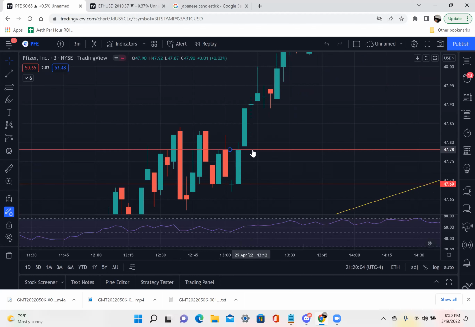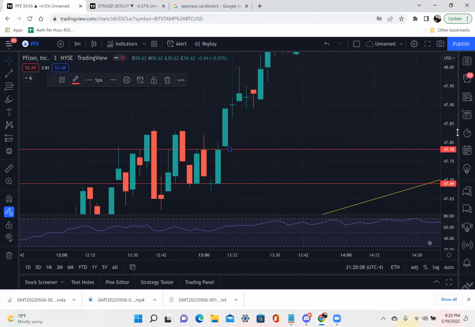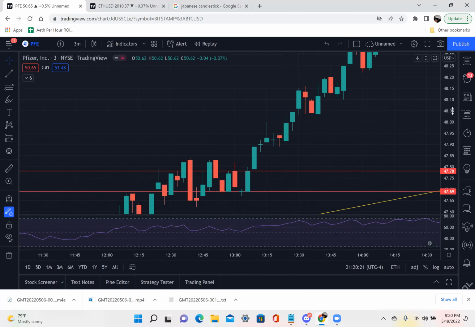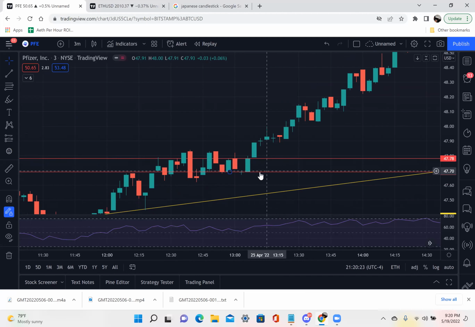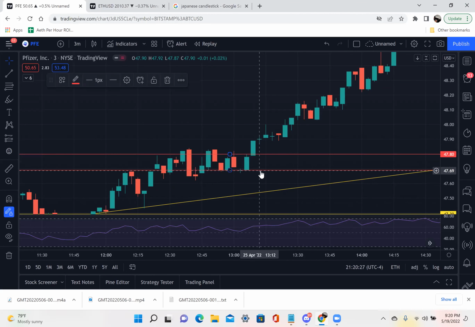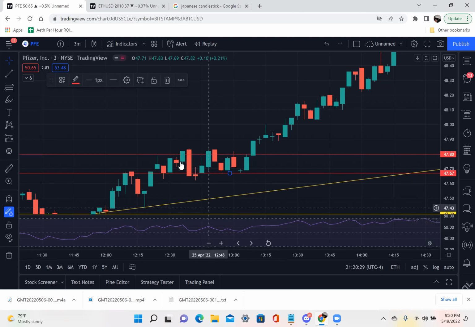Because if you use the wicks, I'm finding this perfect so I can explain it. But if you go for wicks, you will get faked out all the time. When I say going for wicks, I mean using them as support and resistance. It gives you your range and you see your range, but you're gonna get faked out a lot.